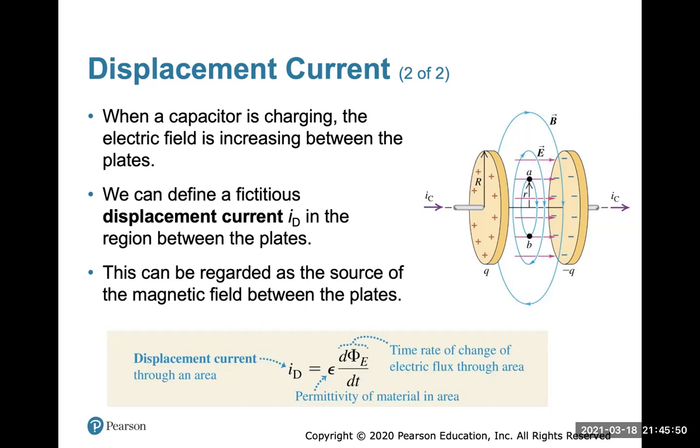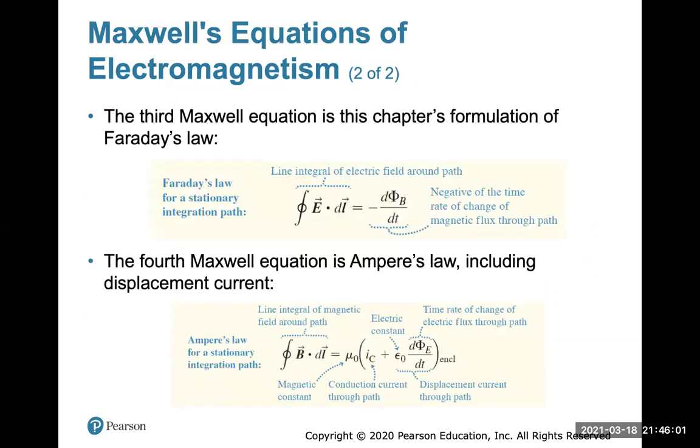We don't necessarily need to define it as a displacement current, but that was Maxwell's solution, and that's the solution we use here. There's conduction current, I sub C, where there's actually a current passing through some sort of conductor. And then there's this other term that we can think of as effectively a current that's creating a magnetic field, but all it means is a changing electric field.